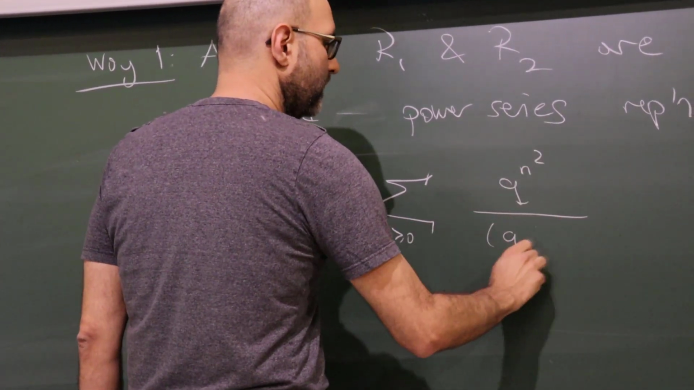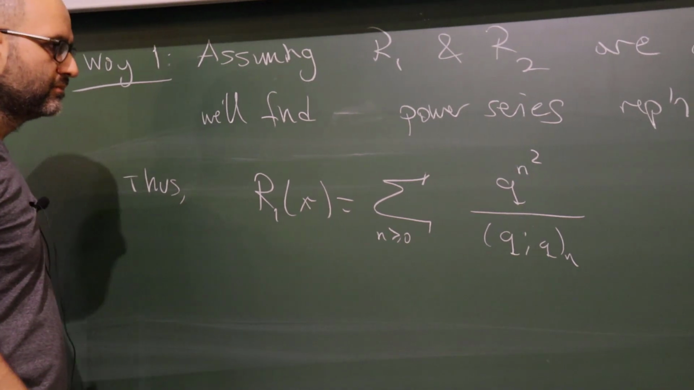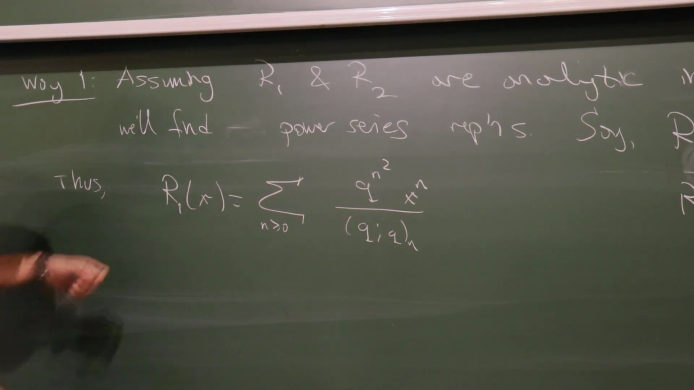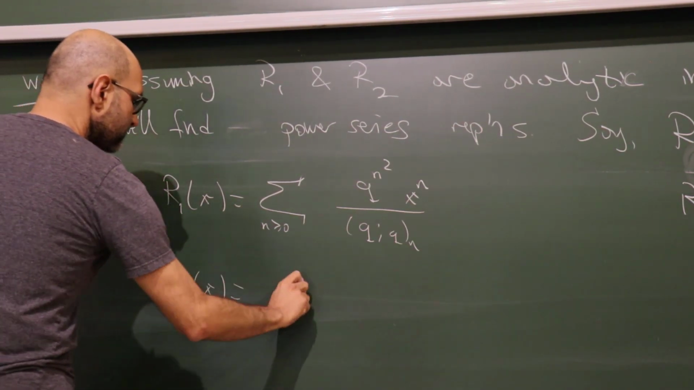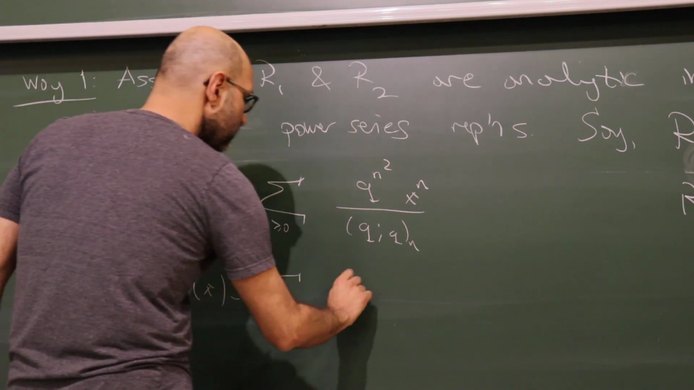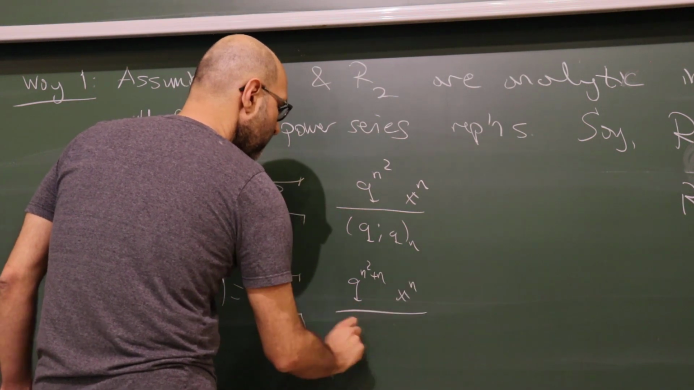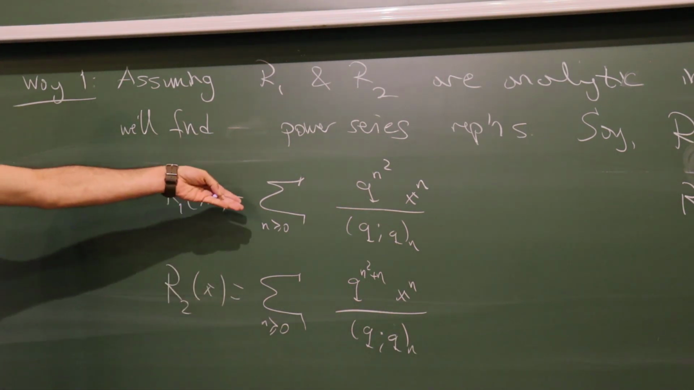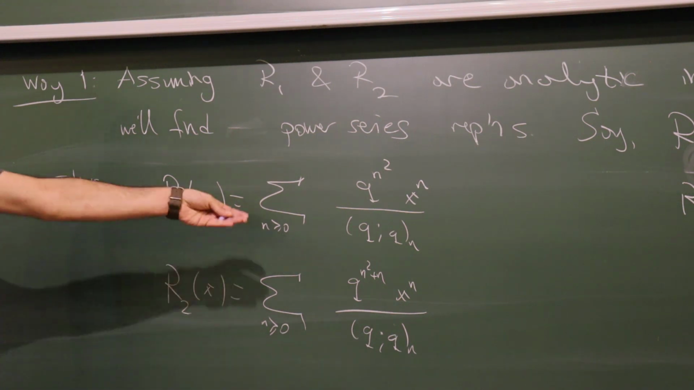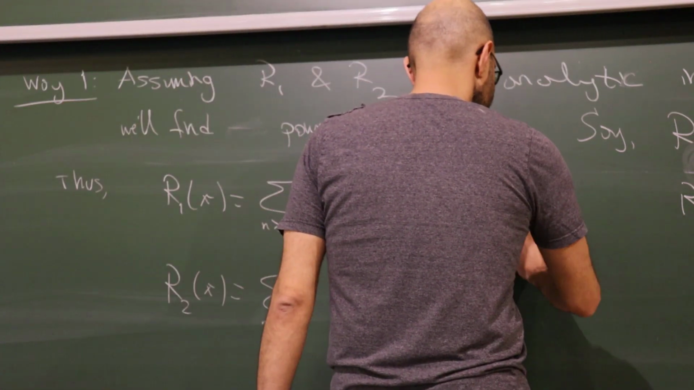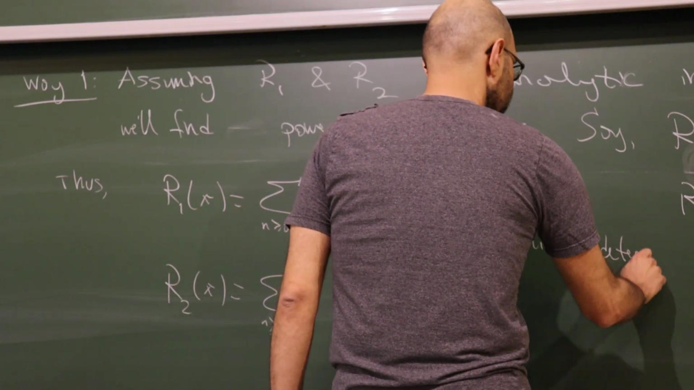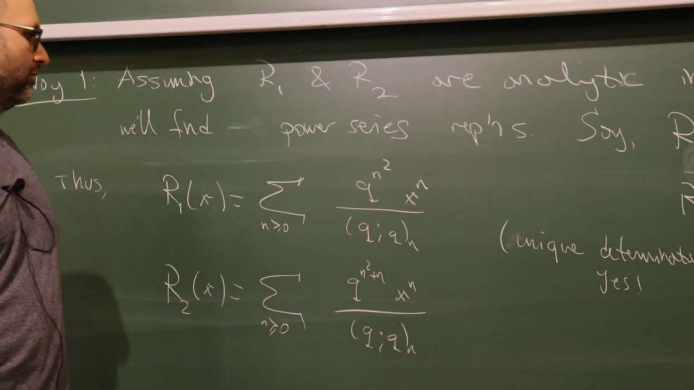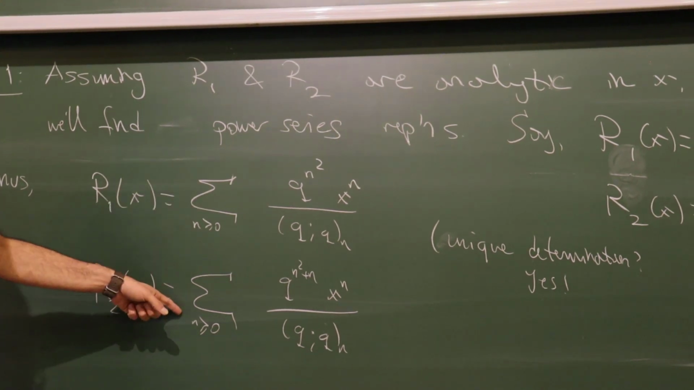q to n squared divided by q sub n. So we have x to n as well. So these are the series Joanne gave you already. And R2 of x is the sum over n greater than or equal to 0 of q to n squared plus n, x to n, over q sub n. Do we have unique determination? Well, yes. Do we have any dangling parameters here that we need to set? No, we don't. Therefore, these are uniquely determined. Once again, that's because we don't have any parameters to find left.